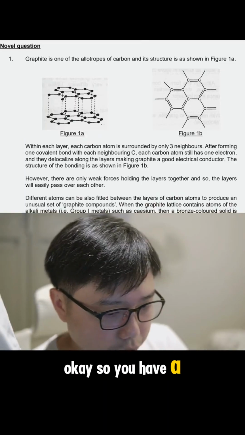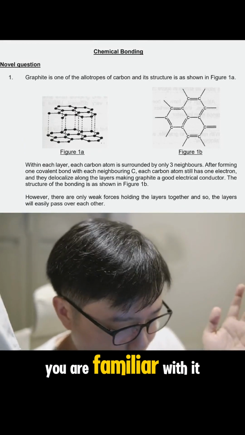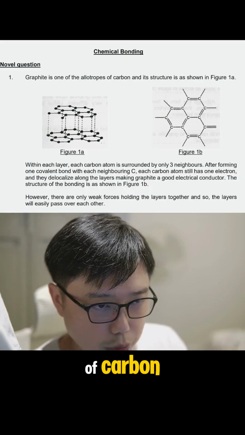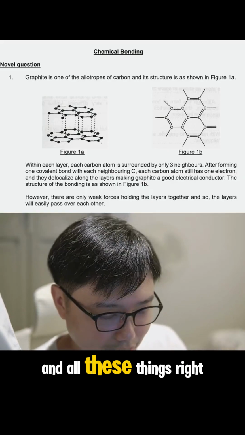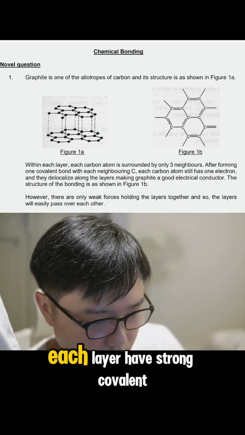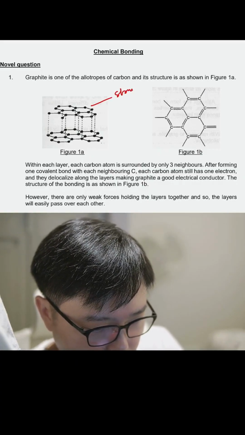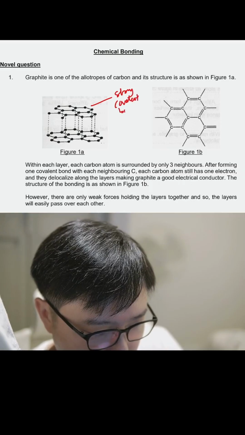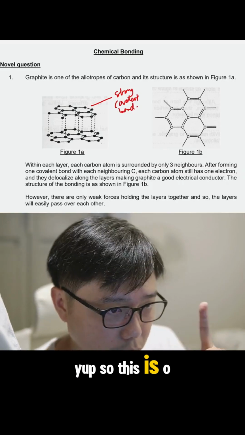Okay, so you have graphite, right? I think most of you are familiar with it. It's one of the allotropes of carbon, and you all know that it's in your pencil. So each layer, hopefully you all can see, has strong covalent bonds. Yeah, so this is O-level knowledge.